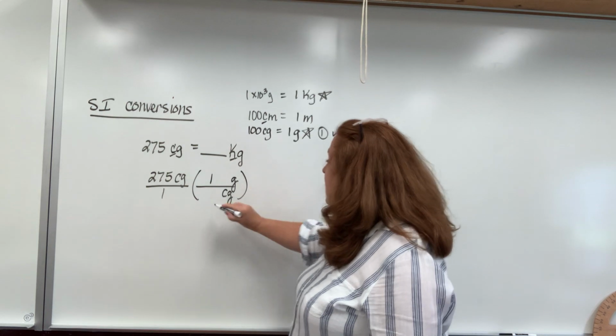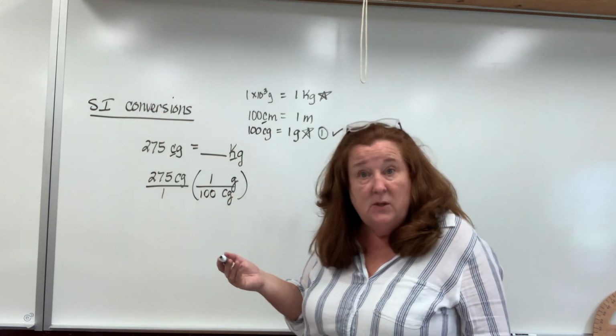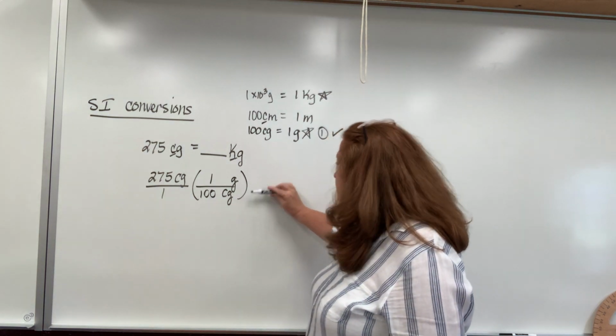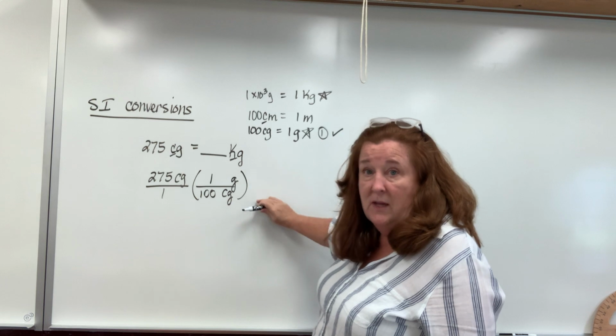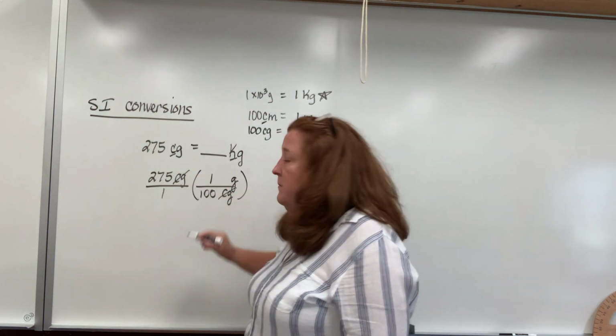In front of the centigram is 100. That goes there. And then you just have to check, does the numerator equal the denominator? 1 gram equals 100 centigrams. That's what it says up here. So you've done this correctly. This first step will cause the centigrams to cancel out.